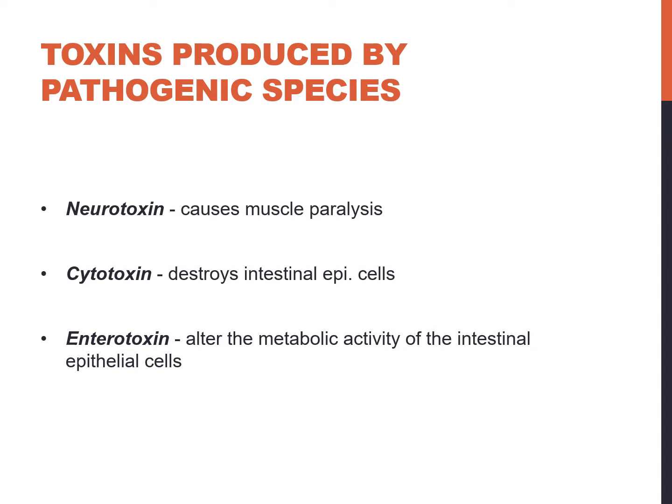And then we have enterotoxins, and entero basically means from the intestine, and then toxin. So an enterotoxin is a toxin that comes from the gut. Usually this is produced by organisms such as Salmonella or Shigella, and those enterotoxins alter the metabolic activity of the intestinal epithelial cells.